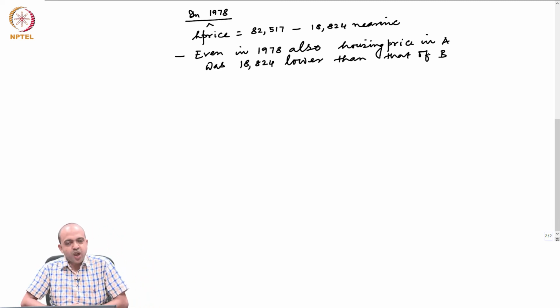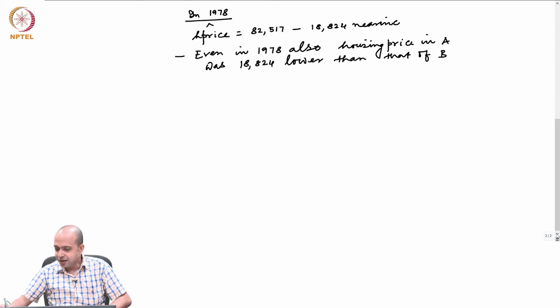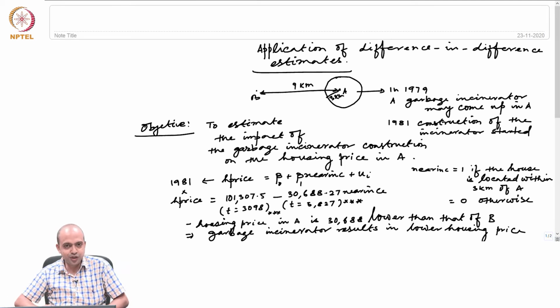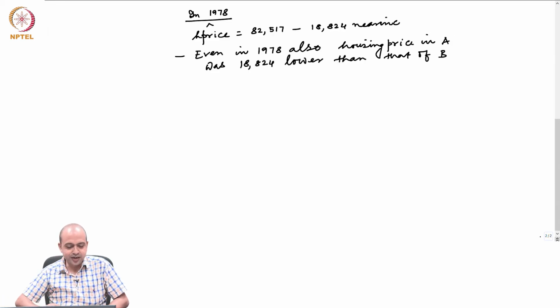But these two estimates actually give you some idea about the impact. How? In 1981, the difference in housing price between A and B was 30,684, but the difference in 1978 was only 18,884. So, what has happened during this year from 1978 to 1981?